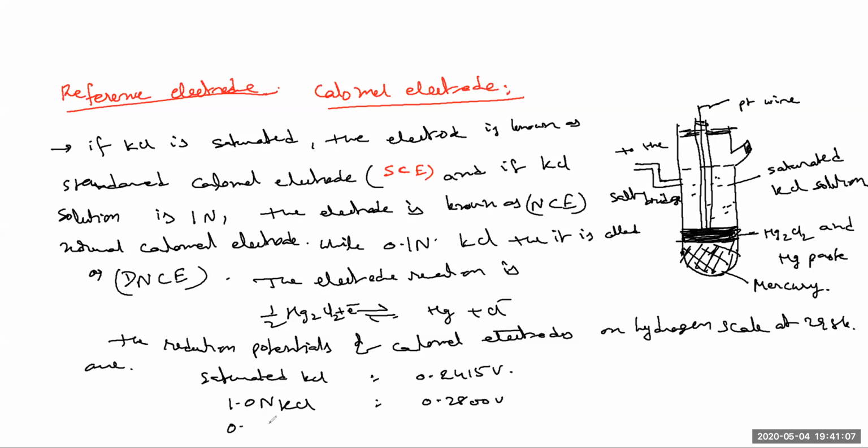Next, 0.1 normal means deci normal. That is 1 normal, it is a deci normal. Then it is 0.333 volts, 338 volts. Try to understand now here. By increasing the concentration, E0 value decreases. Or by decreasing the normality or concentration, E0 value increases, right?